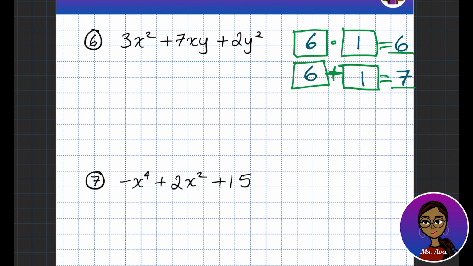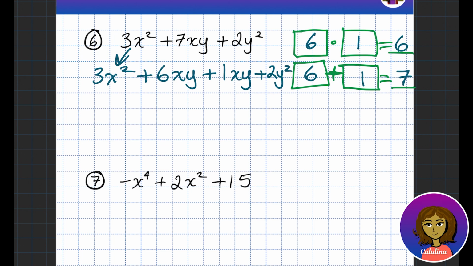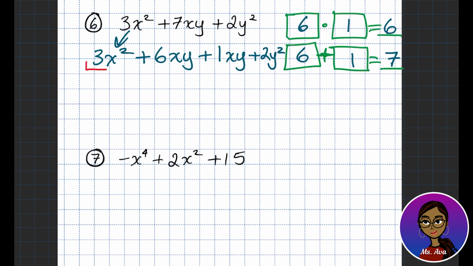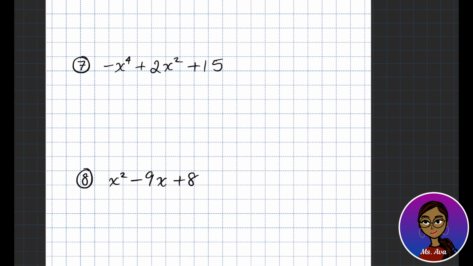So this is perfect. And then from here, you would just write it out just like before. This time you're going to say 3x squared. And then the middle one is going to be plus 6xy plus 1xy, and then plus 2y squared. Okay. Awesome. So then from here, we're just going to leave it blank for you guys to finish the problem out from this step. And then let's take a look at the next one.